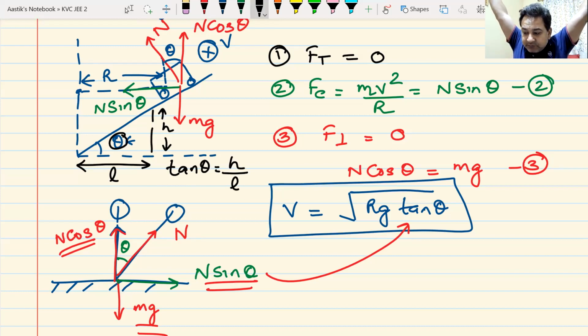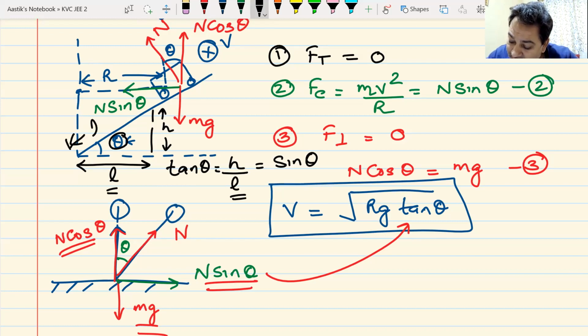Now, if this angle is very small, tan theta is also approximately equal to sine theta. So sometimes they can give you this L along the slope. Even then, since the angle is very small, you can do h by L and get the value of sine theta, which will be equal to tan theta. Is everyone getting my point? The angle is very, very small.